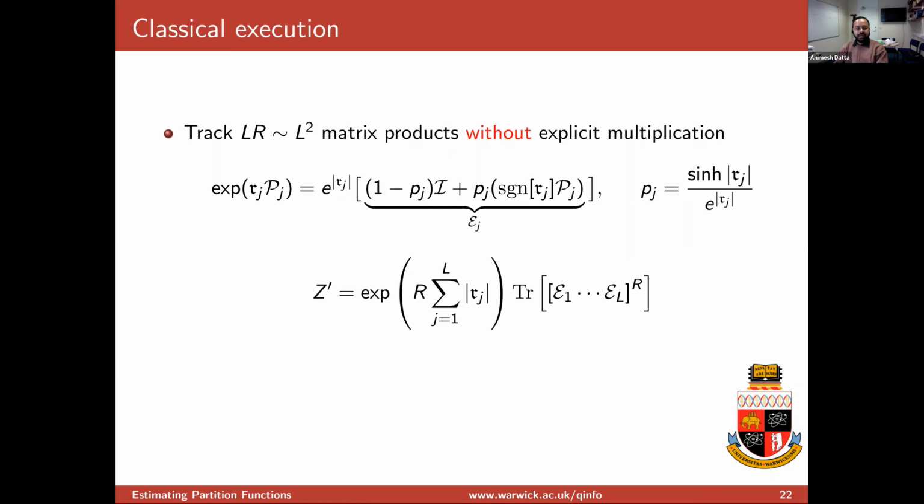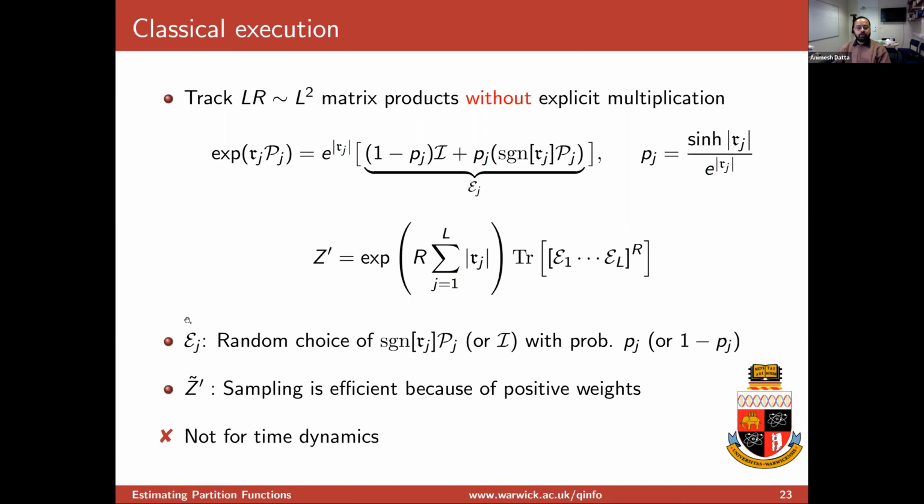So this is, as I said, the next step of our algorithm, where we now have this quantity z prime tilde, where we sample this product by randomly picking identity and Pauli a certain number of times, and I will tell you how many times and so on and so forth. So this is the second source of error in our algorithm that we have to keep track of, and this is the sampling error.